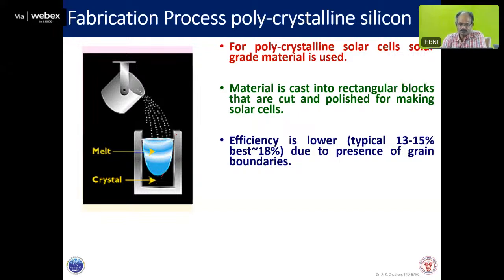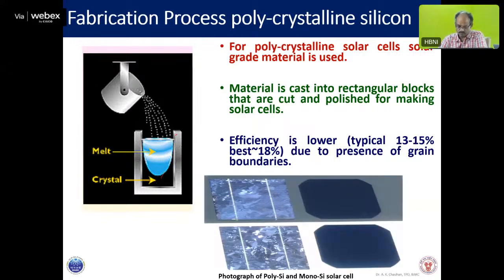The efficiency of polycrystalline solar cells is low as compared to crystalline. These are typically 13 to 15%. These are photographs where you can make out the difference between the monocrystalline solar cell, which looks like this, and the polycrystalline silicon, which looks like this.